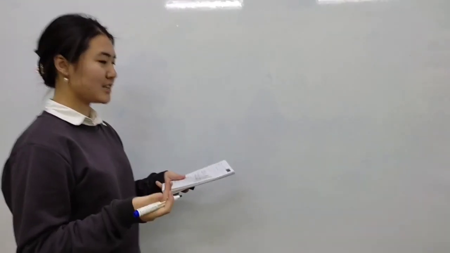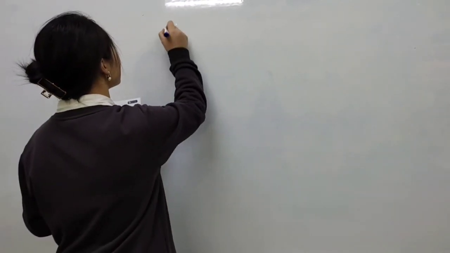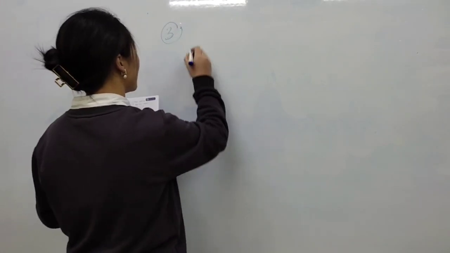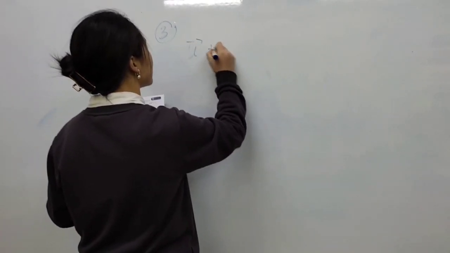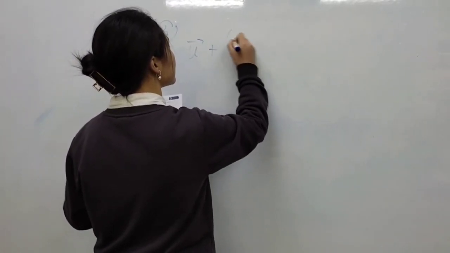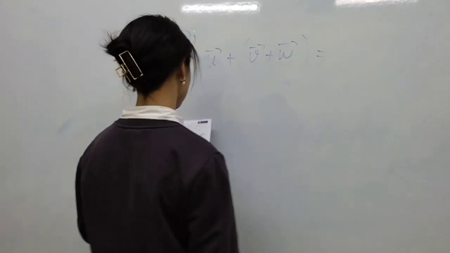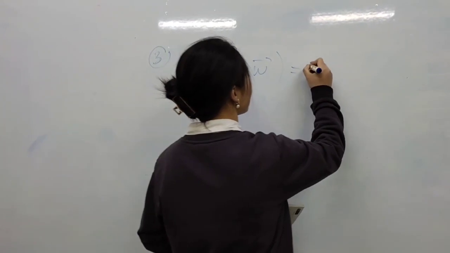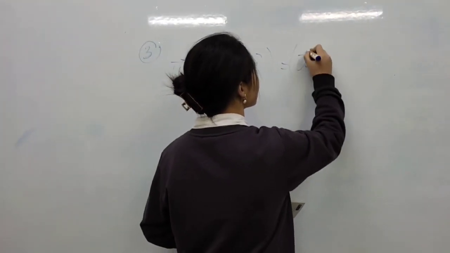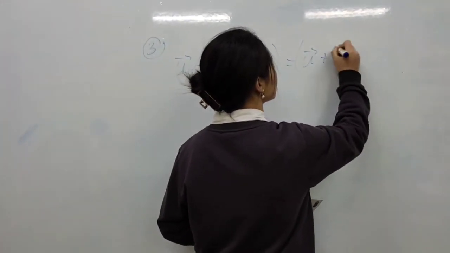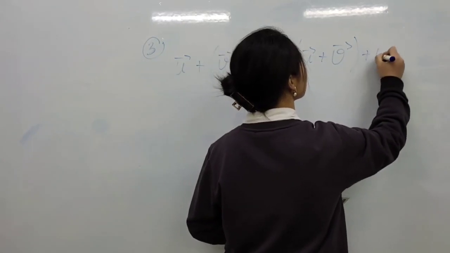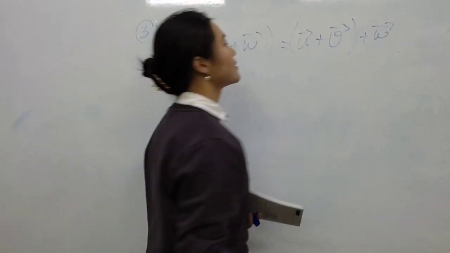Okay, the third property: the sum of any three vectors in P is associative. Vector U plus vector V plus vector W is equal to vector U plus vector V plus vector W, grouped in either order.